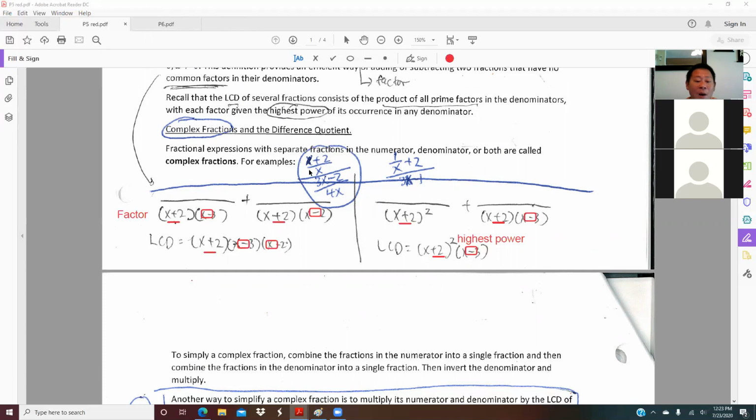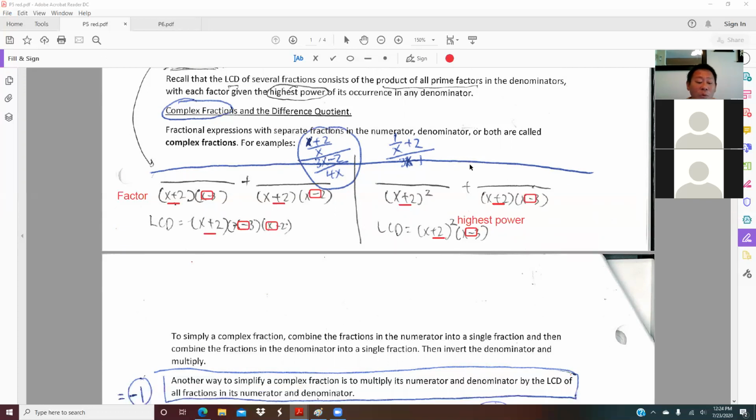This is what we call a complex fraction, meaning you have (x plus 2) over x, over (3x minus 2) over 4x. This is what we call a complex fraction. 1 over (x plus 2) over (3x minus 1). This is also called a complex fraction. So as long as you see a fraction on top of a fraction, inside a fraction, then we have what we call a complex fraction.